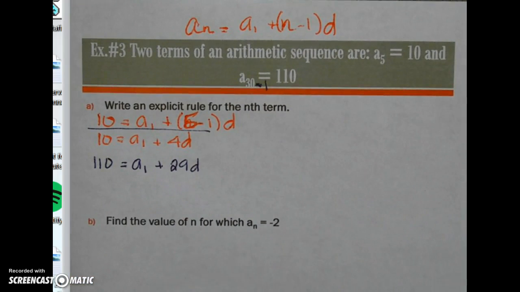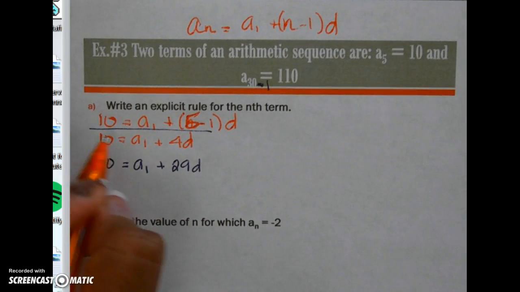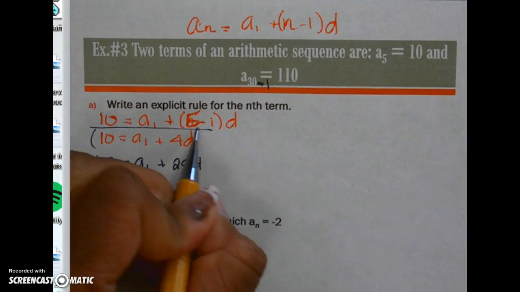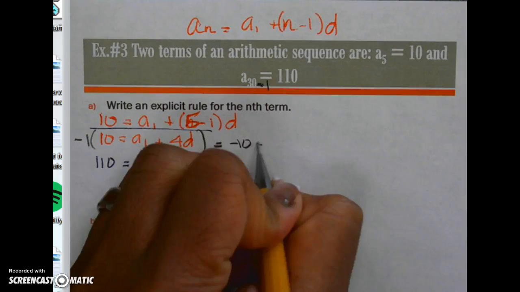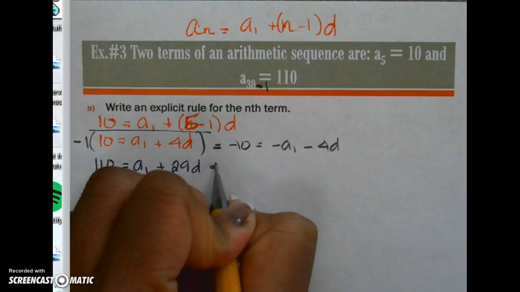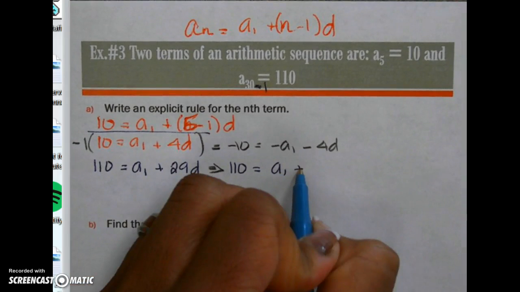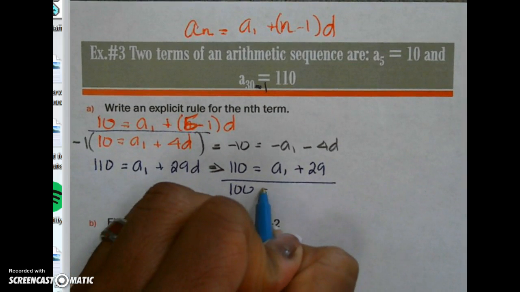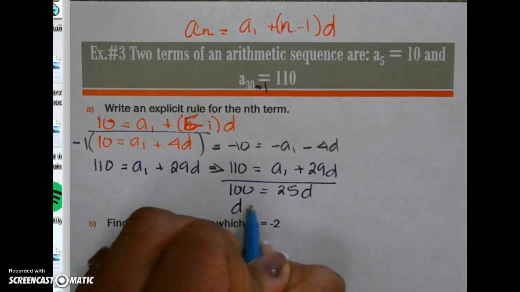We can solve them. How do we solve this, Ms. Fitzgerald? I don't remember. Not a problem. Let's use elimination. So in order to eliminate one of the variables, I'm going to pick these a sub 1s. I'm going to multiply by negative 1. And I get negative 10 equals negative a sub 1 minus 4d. This equation, I don't really feel like I need to change. I'm going to have 110 equals a sub 1 plus 29d. Why didn't I need to change it? Well, because now if I add these 2 equations, I get 100 is equal to 25d. So d is equal to 4.